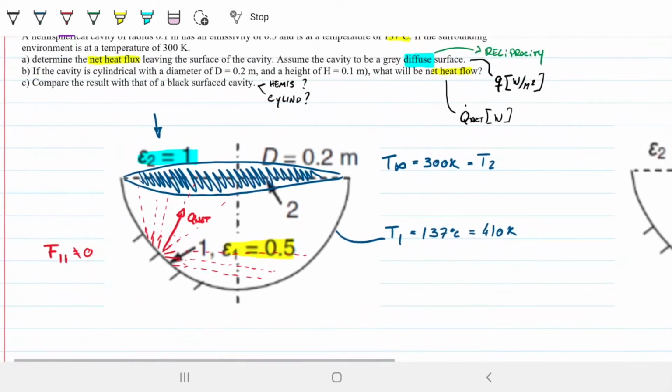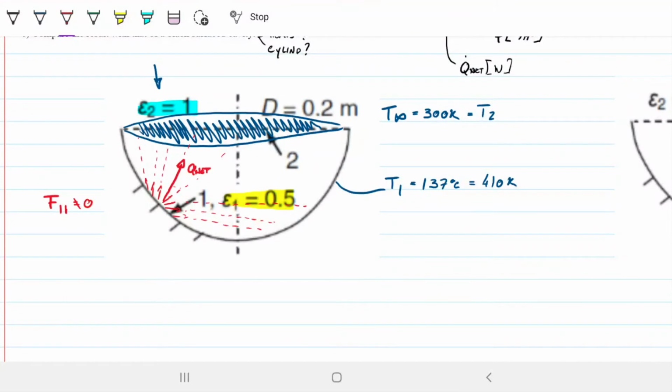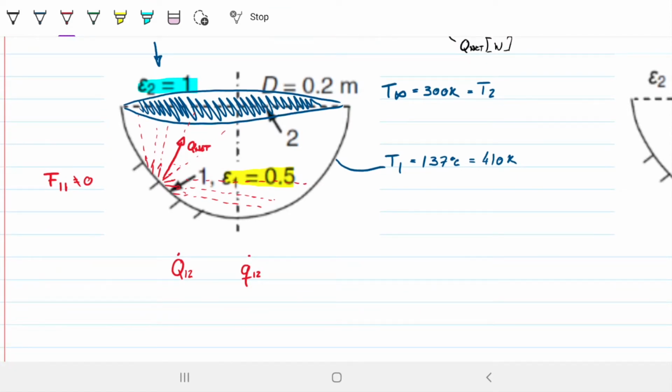If I'm interested in the net heat flux, what I know already is that the net heat flux is going to be from 1 to 2, because I know that 1 is hotter than 2. So therefore, I'm looking for this. And if I want the flux, I'm going to be looking for this. And the last thing to note is that this is not a black body.